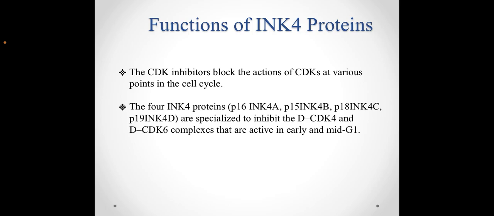If we talk about the functions of the INK4 proteins, the CDK inhibitors block the actions of CDKs at various points in the cell cycle. The four INK4 proteins, P16 INK4A, P15 INK4B, P18 INK4C, and P19 INK4D, are specialized to inhibit the D-CDK4 and D-CDK6 complexes that are active in early and mid G1 phase.